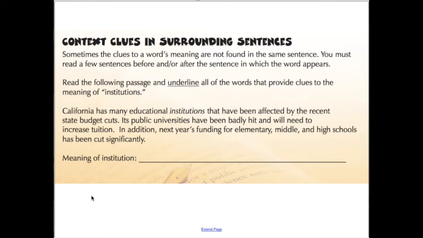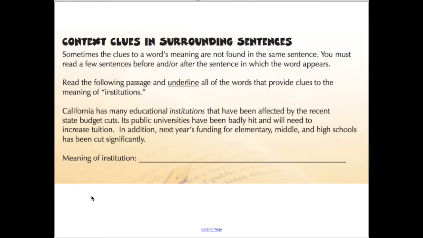Now sometimes the context clues are in the surrounding sentences. Sometimes the clues to a word's meaning are not found in the exact same sentence. You must read a few sentences before and or after the sentence in which the word appears. Read the following passage and underline all of the words that provide the clues to the meaning of institutions. This paragraph says, California has many educational institutions that have been affected by the recent state budget cuts. Its public universities have been badly hit and will need to increase tuition. In addition, next year's funding for elementary, middle, and high schools has been cut significantly.